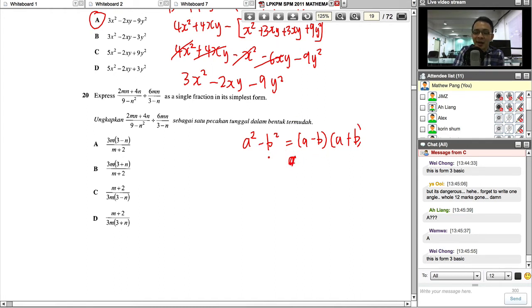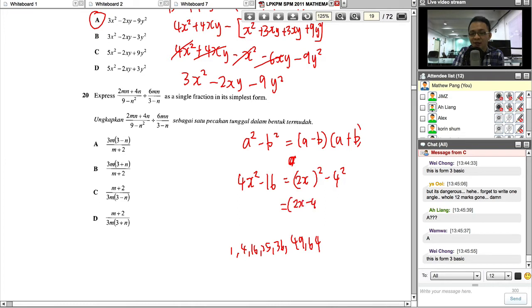Okay, so I make an example. You got 4x squared minus 16. You must be very sensitive to the perfect square numbers. What I so-called perfect square numbers are like 1, 4, 16, 25, 36, 49, 64. All of these numbers are called perfect square numbers. So if you see a perfect square number over here and you see minus over here, you must always link to this one. Actually, I can change it to 2x squared minus 4 squared. Alright, so both are squares and you have a minus, so this one actually is 2x minus 4, 2x plus 4.